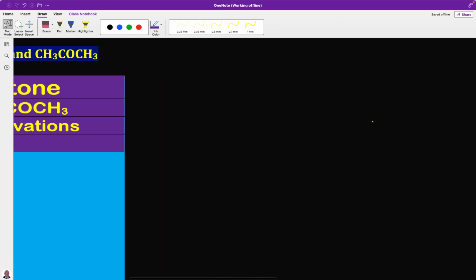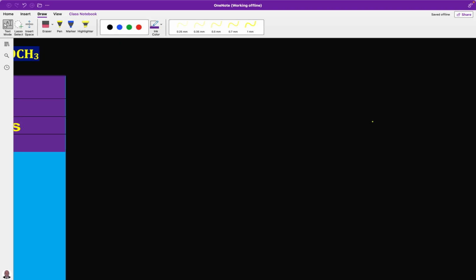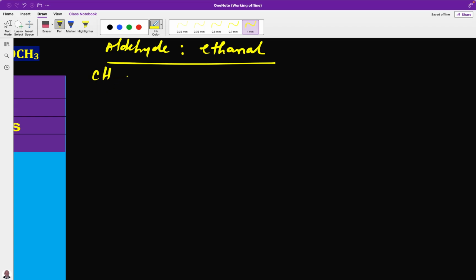Let me just explain it here for you to understand. With aldehyde, this is what happened. A CH3, that is aldehyde, for example, ethanal. Here we have a CH3. In this reaction, this is the reaction.